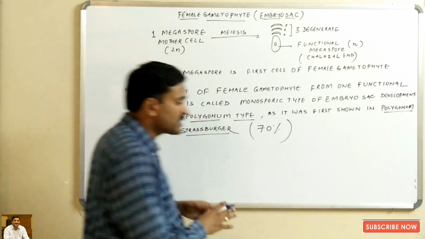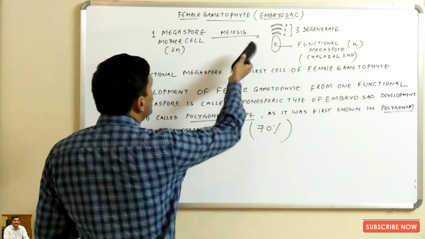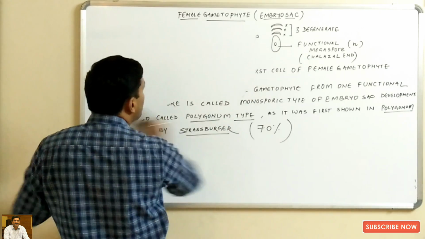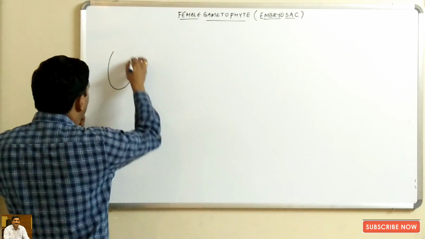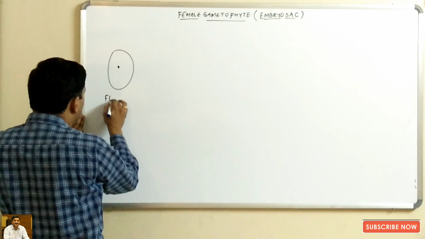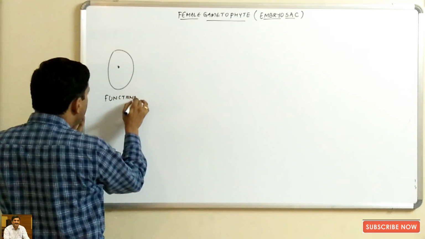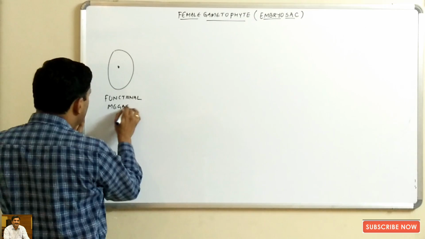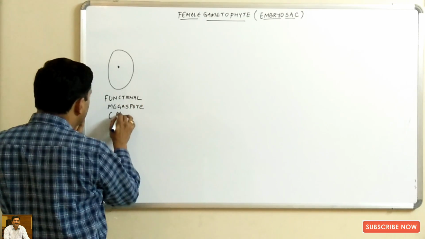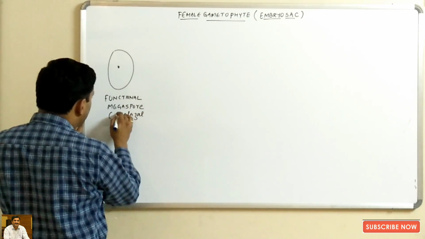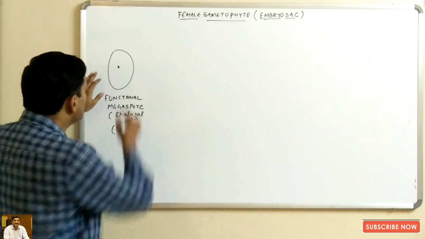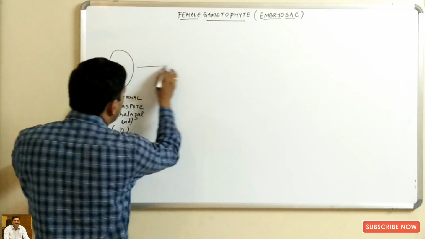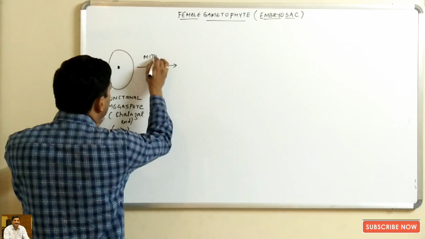Now we are going to study how the embryo sac or the female gametophyte is developed from a single functional megaspore. See here, I have drawn a diagram of a functional megaspore. Remember this thing: this functional megaspore is always present towards the chalazal end, and it is haploid in nature. Now this functional megaspore undergoes a division known as mitotic division.